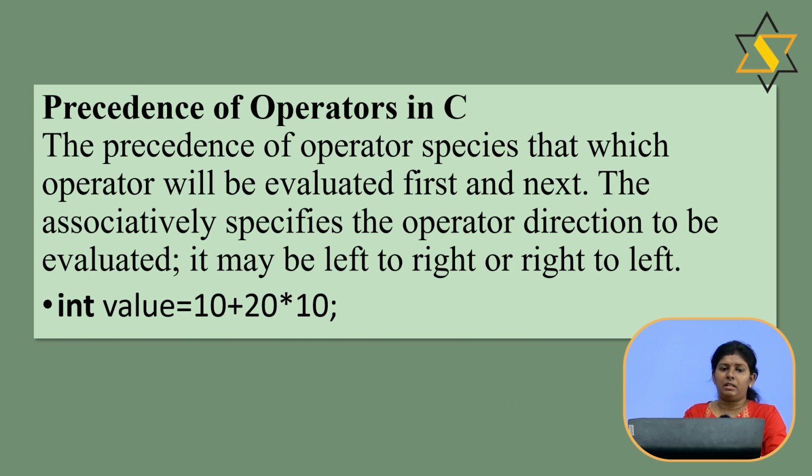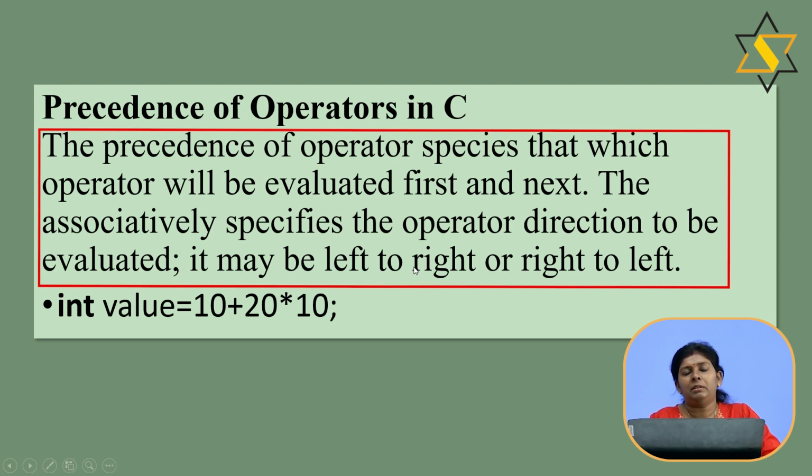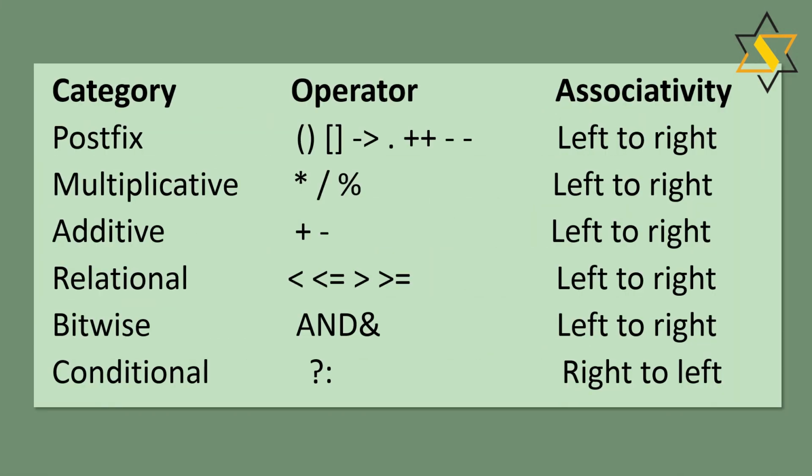Now the next point is the precedence of operators in C. Precedence of operators means which operator will come first, from left to right or from right to left. Suppose I want to use plus, multiplication, then subtraction in a single statement. Which operator gets the first priority? That concept is called the precedence of the operator.